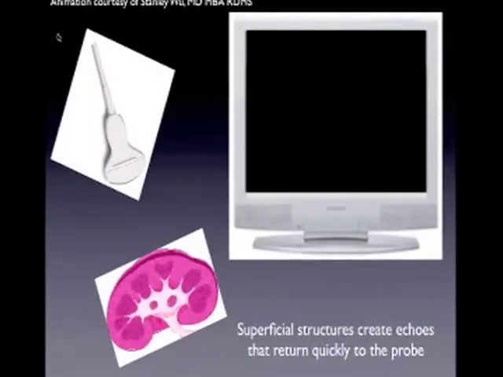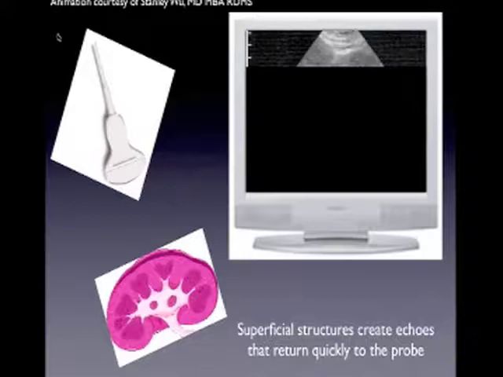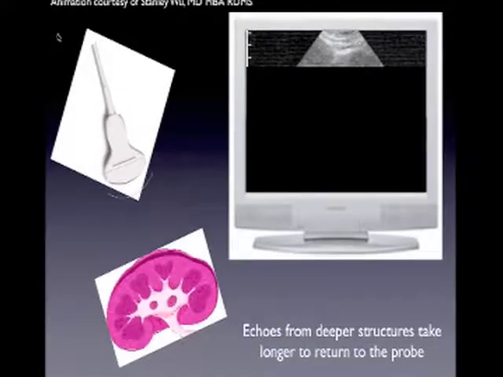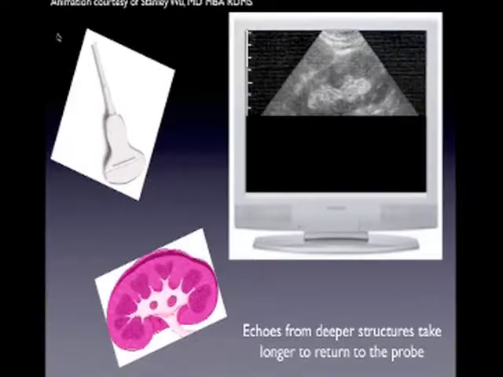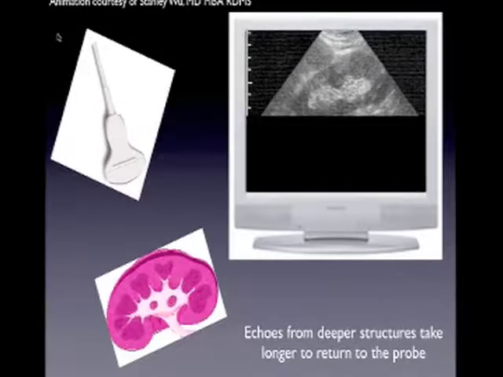Echoes from superficial structures return more quickly to the ultrasound probe. Echoes from deeper structures take longer to return to the probe. Once all echoes have returned to the probe, an image is created on the monitor. This image is created within milliseconds.